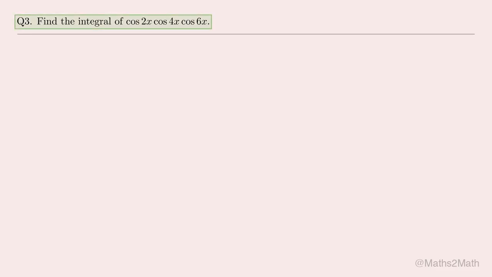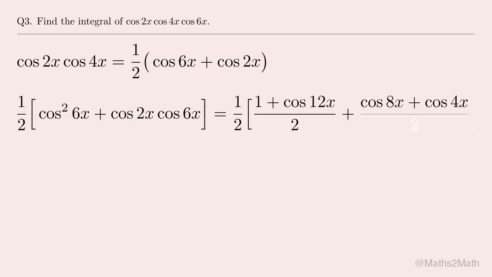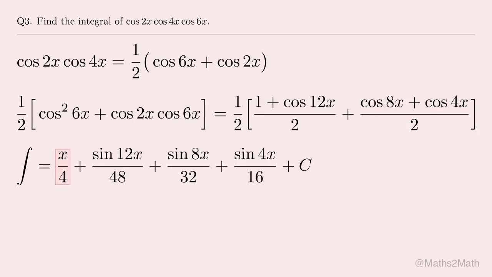Question 3. 3 cosines multiplied, 2 rounds of product-to-sum. Pair the first 2, then distribute the third. First pair, cosine 2x cosine 4x, is half of cosine 6x plus cosine 2x. Multiply by cosine 6x: a cosine squared and another product, each reduced by its identity. Integrate the 4 flat terms.